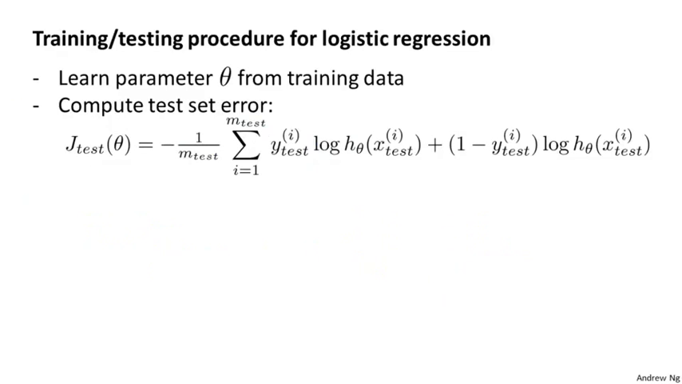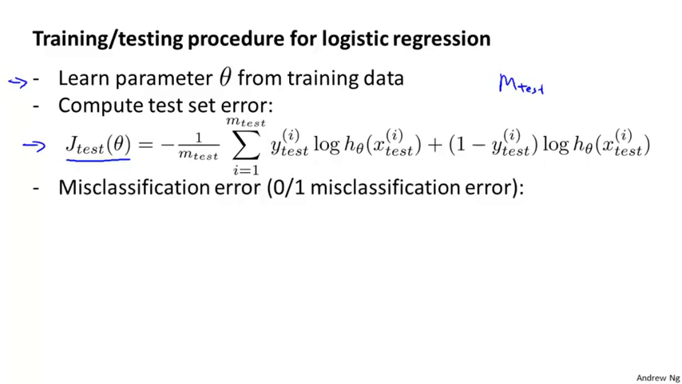In that case, the procedure for training and testing, say, logistic regression is pretty similar. First, we will learn the parameters from the training data, that first 70% of the data, and then we will compute the test error as follows. It's the same objective function as we always use for logistic regression, except that now it's defined using our m subscript test examples.